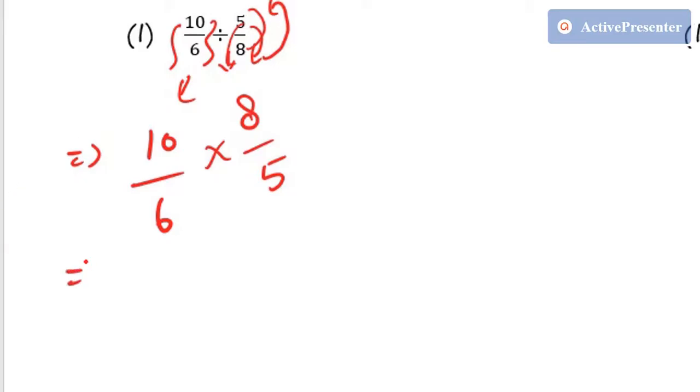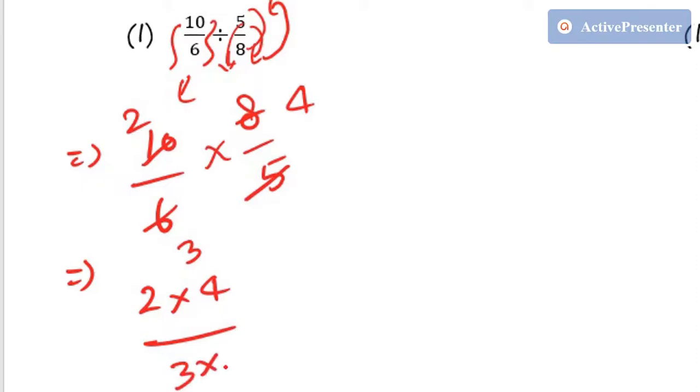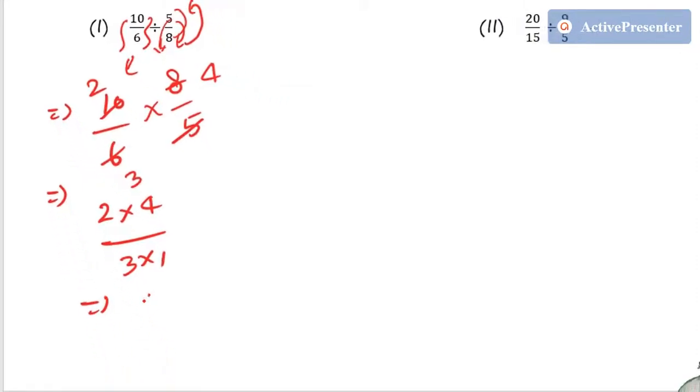So you have the same process, you have got the multiplication of fractions and you can easily do this. Now 5 1s are 5, 5 2s are 10, 2 3s are 6, 2 4s are 8. So 2 into 4 by 3 into 1 is 8 by 3. This is your answer. Once again, be careful to solve these questions.